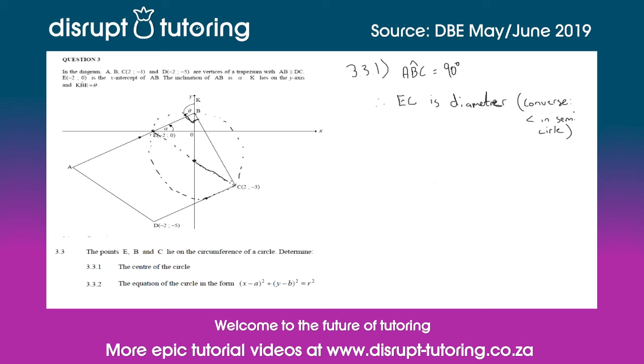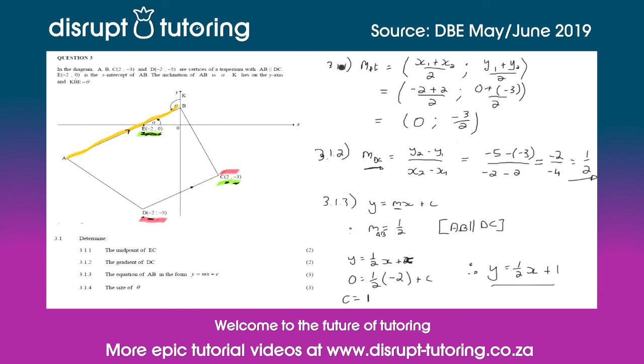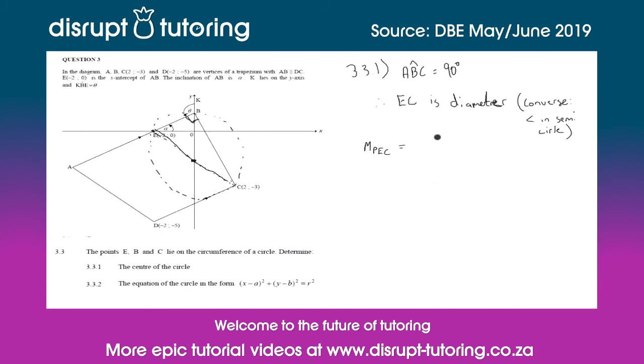Can you see that triangle over there? So what does that mean? If EC is the diameter, it means that the center is the midpoint. And remember, the midpoint of EC we've already calculated in the previous question, which was question 3.1.1, which is 0 and negative 3 over 2. So we know that that's 0 and negative 3 over 2, and that's the center of the circle.